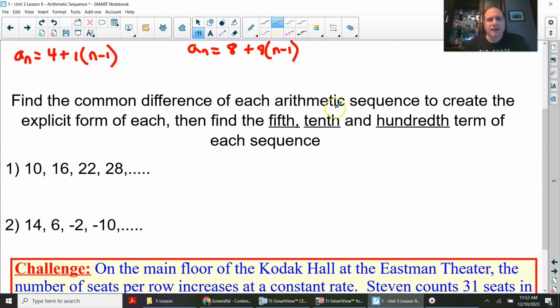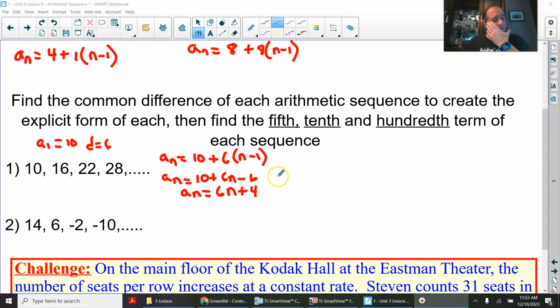It says find the common difference to write an arithmetic sequence to create the explicit form for each, then find the 5th, 10th, and 100th term of each sequence. So you would go ahead and find the equation of the line by doing a sub n. The common difference is 6 in this case. The a sub 1 is 10. You would substitute that into the explicit formula of a sub n equals a sub 1, which is 10, plus the common difference of 6, and then n minus 1. You leave that n because you're just going to use the distributive property, and then figure out exactly what the y equals mx plus b is for this sequence. And I have a sub n equals 6n plus 4.